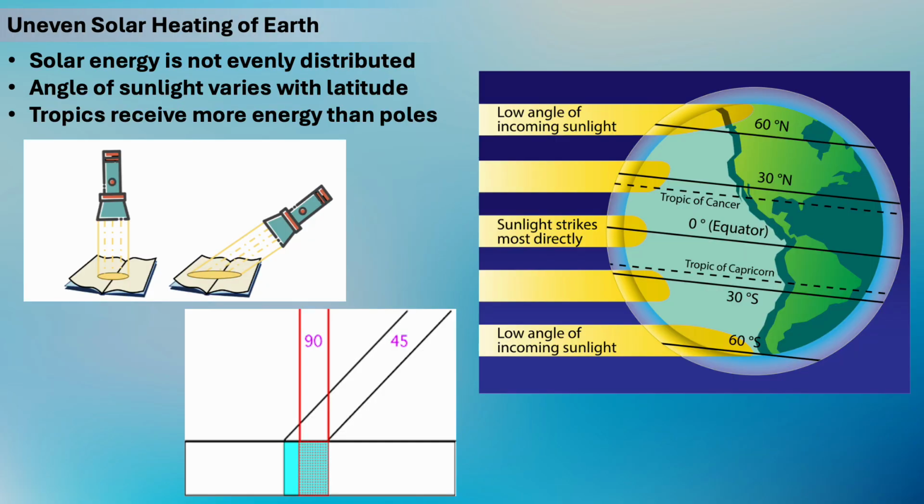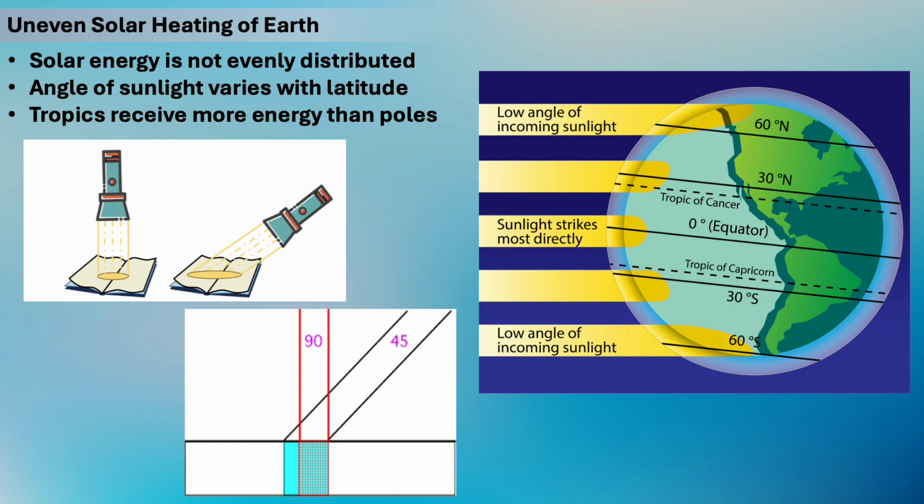The fundamental driver of both atmospheric and oceanic motion is uneven solar heating. Earth receives energy from the sun, but that energy is not distributed evenly across the planet's surface. The reason for this is geometric. Earth is spherical. Near the equator, sunlight strikes the surface at a high angle. The same amount of solar energy is concentrated into a relatively small area, leading to strong heating.